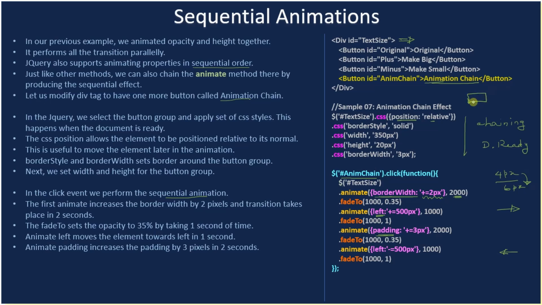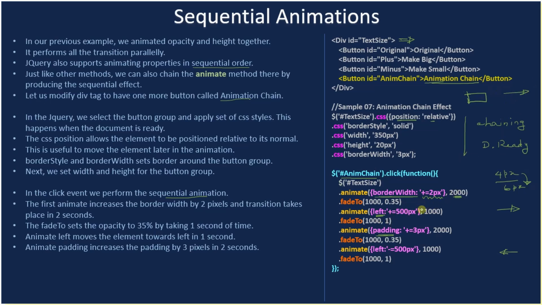That means we are setting the transparency, or opacity, to 35%. That means it will be semi-transparent, right? So first border width increases, then the second transition of fade to takes place, then the element moves towards the right, because for left we are increasing the pixel, right? Element position, right? From the top left corner of your browser window, we are increasing the left position. That means it moves towards the right.